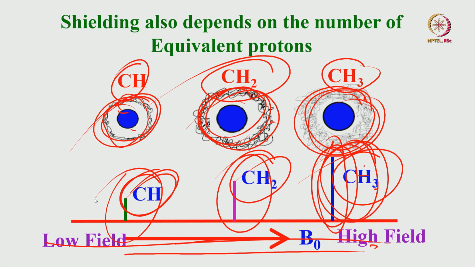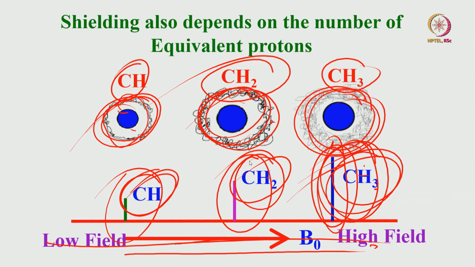If I have 3 functional groups, we have 3 peaks. CH3 comes at the high field and is more shielded, with 3 protons, then next to that is CH2, then next to that is CH. You understood? This is how we see the peaks in NMR.